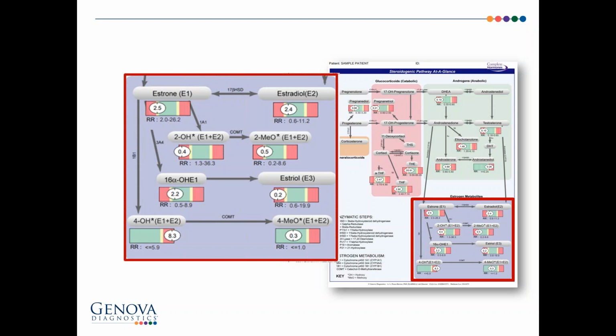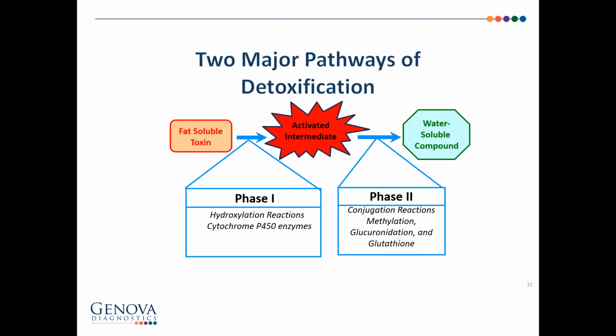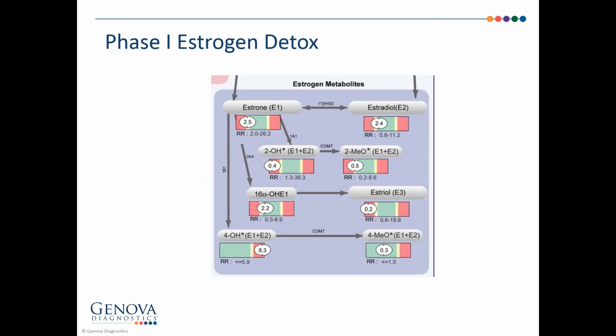Now, what does all that mean? Use a lot of words. Phase 1, phase 2. What does that mean? There are 2 major pathways of detoxifying your hormones. Phase 1, you have this fat-soluble toxin or a hormone. Phase 1 is that it goes to the liver, to the cytochrome P450 enzymes, and they make it an activated intermediate. So phase 1 is the cytochrome P450 enzymes activated, but it's still activated. It's not ready to be excreted yet. It's still dangerous.